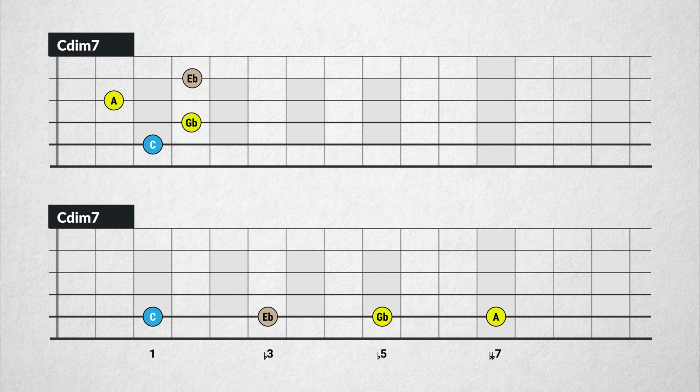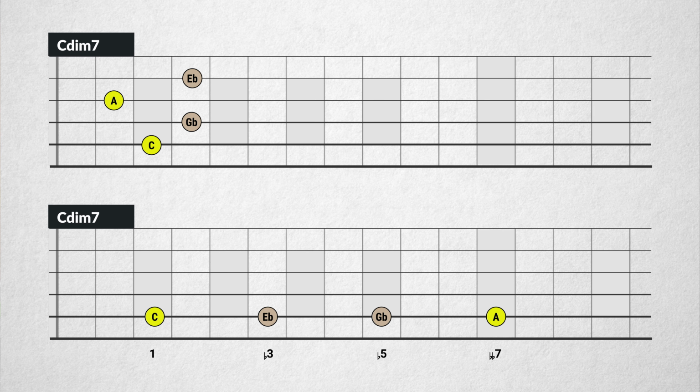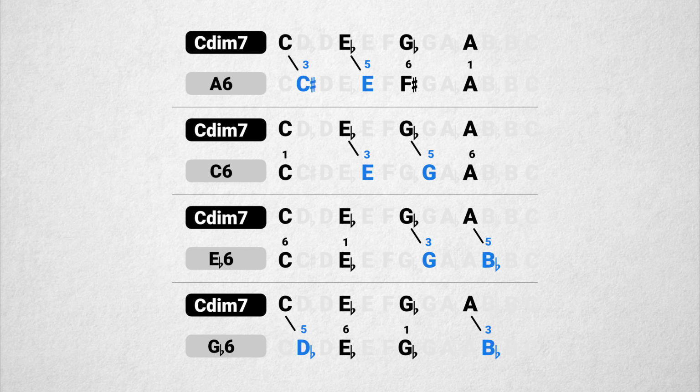Raising the G flat and the B double flat to G and B flat results in an E flat major 6 chord built from the notes E flat, G, B flat and C. And finally, raising the notes B double flat and C to the B flat and D flat results in a G flat major 6 chord built from the notes G flat, B flat, D flat and E flat. So here's an overview of what happens when we raise 2 consecutive notes in the C diminished 7th chord. The raised notes are always the 3rd and the 5th in the major 6 chord.